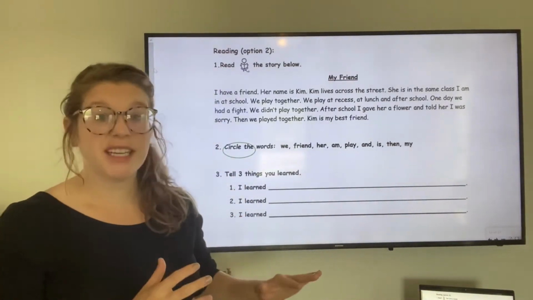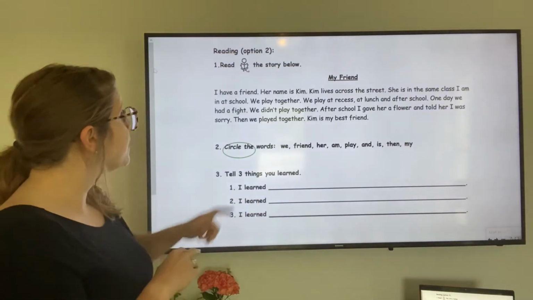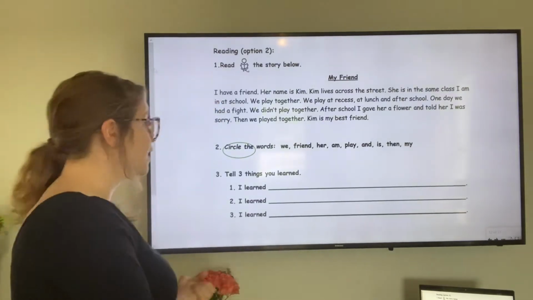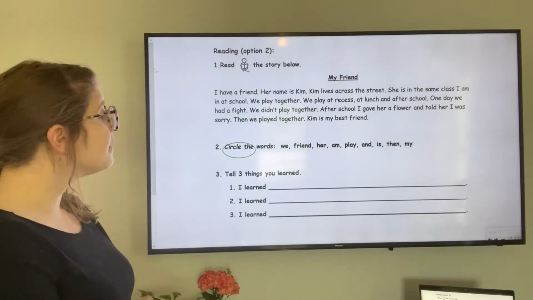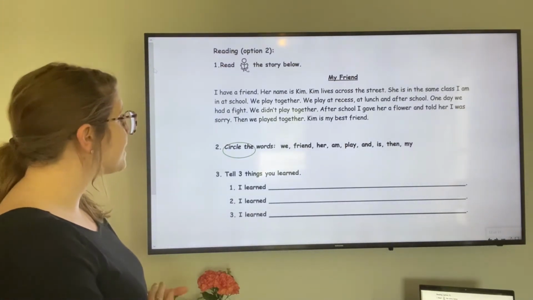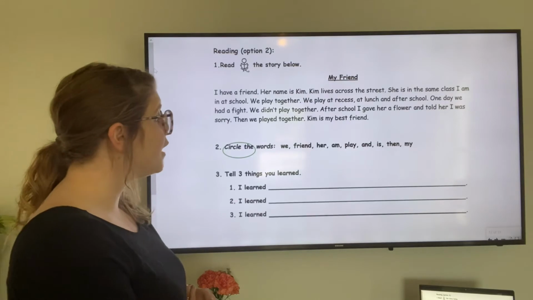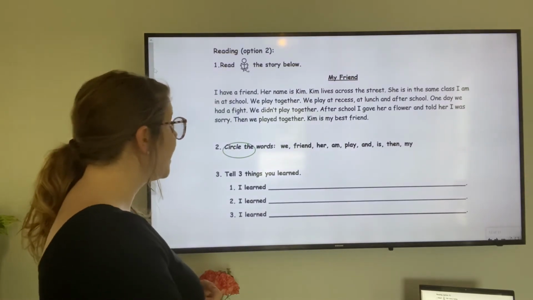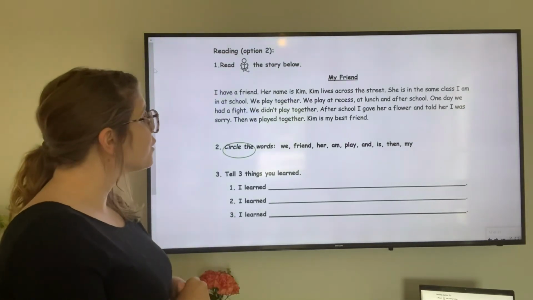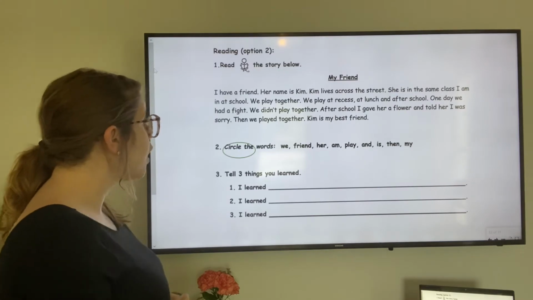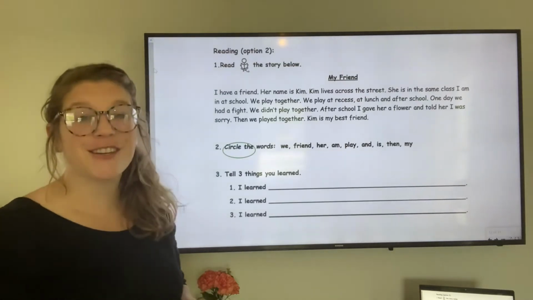So instead of reading the story and doing those activities, you can go ahead and do this. It says, read the story below, and this one's a little bit shorter. It's called My Friend. I have a friend, her name is Kim. Kim lives across the street. She is in the same class I am in at school. We play together. We play at recess, at lunch, and after school. One day we had a fight, a conflict. After school, we didn't play together. After school, I gave her a flower and told her I was sorry. Then we played together. Resolution. Kim is my best friend.